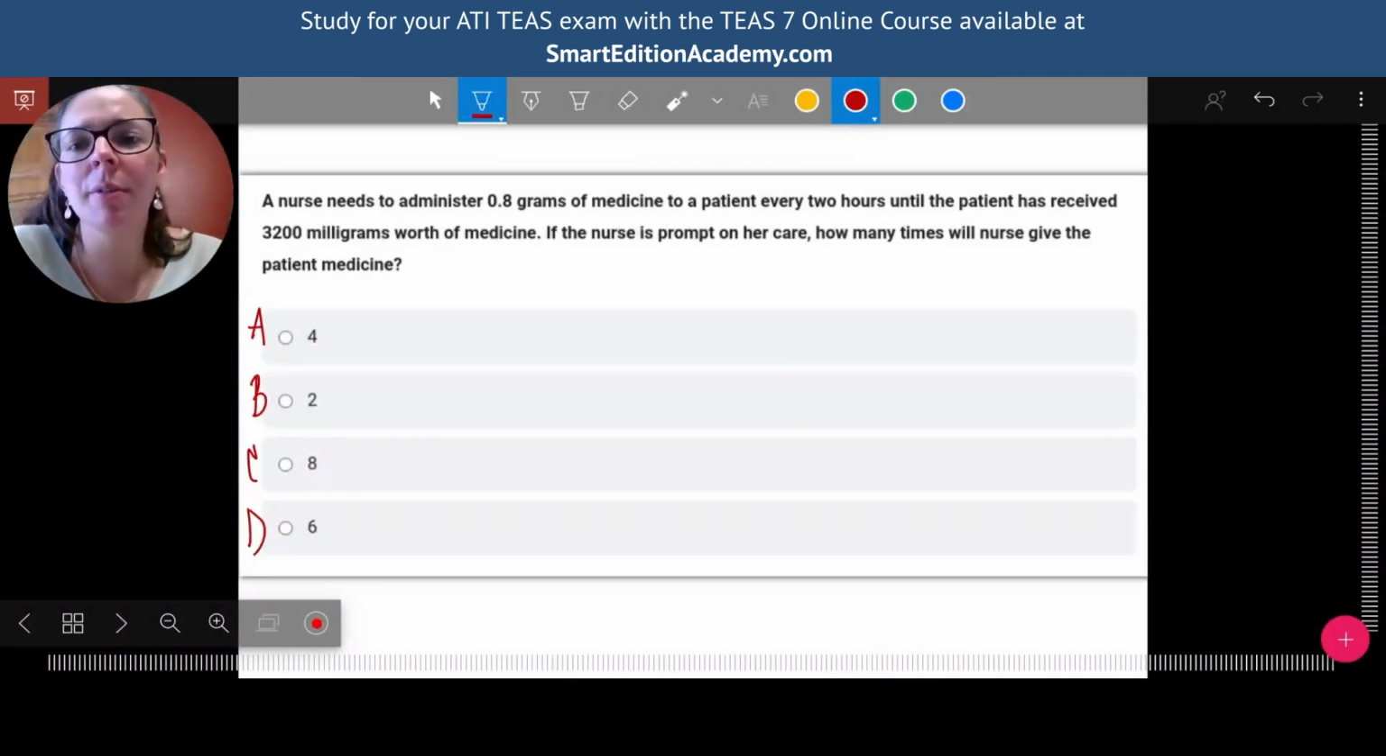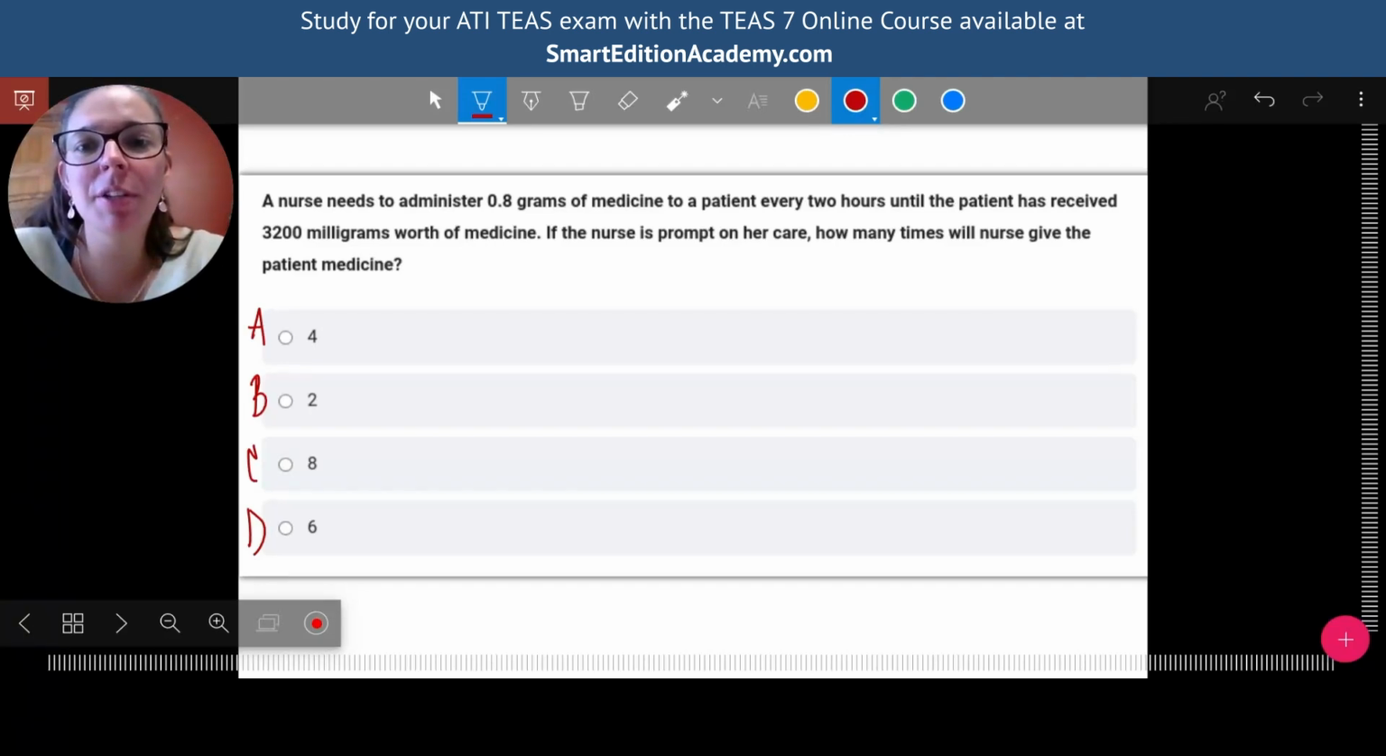Okay, so it says a nurse needs to administer 0.8 grams of medicine to a patient every 2 hours until the patient has received 3,200 milligrams worth of medicine. If the nurse is prompt on her care, how many times will the nurse give the patient medicine?